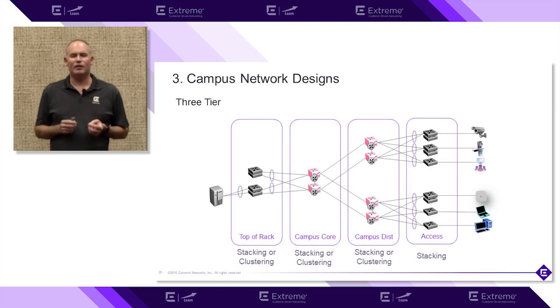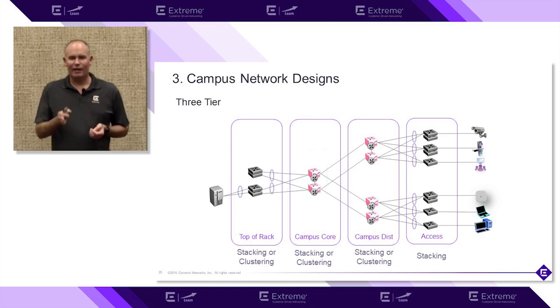The next type of design I want to look at is a 3-tier network, and this is typically used in the larger enterprise customers. Again, we have a campus core. We can see this pair of core switches here. Usually we would be using clustering technology here, 2 switches to provide redundancy and active-active traffic load sharing.